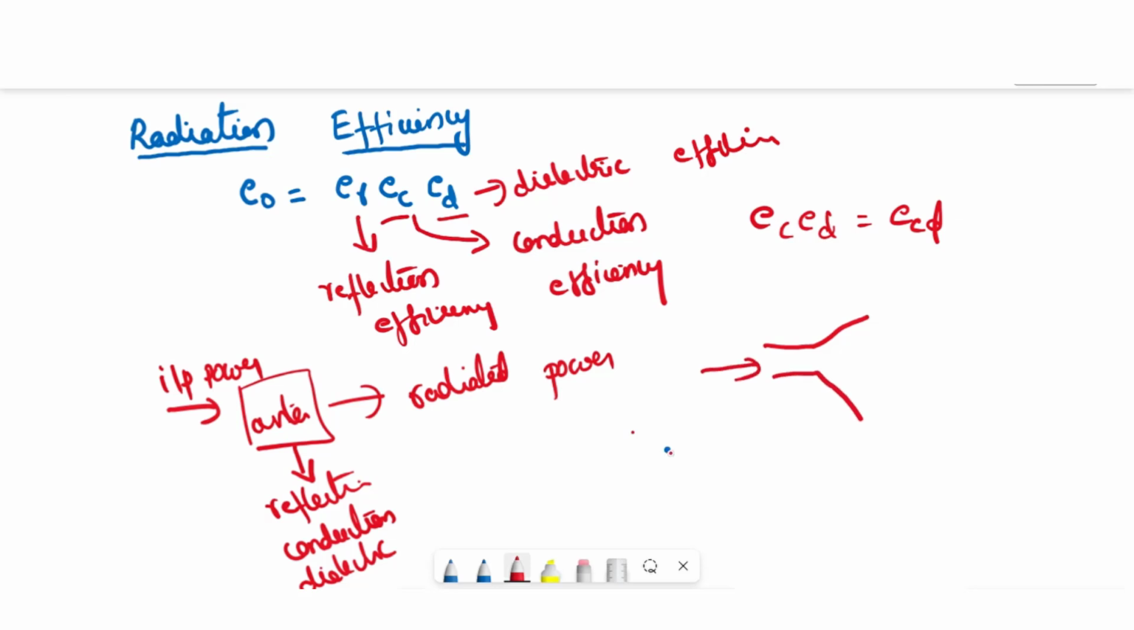You are giving some input signal. Some gets radiated. Some becomes reflection. Why are we getting this reflection? If the antenna ends are not properly terminated with the load, meaning the load you are connecting at the antenna terminals is not matched with the input impedance, then there exists reflection.